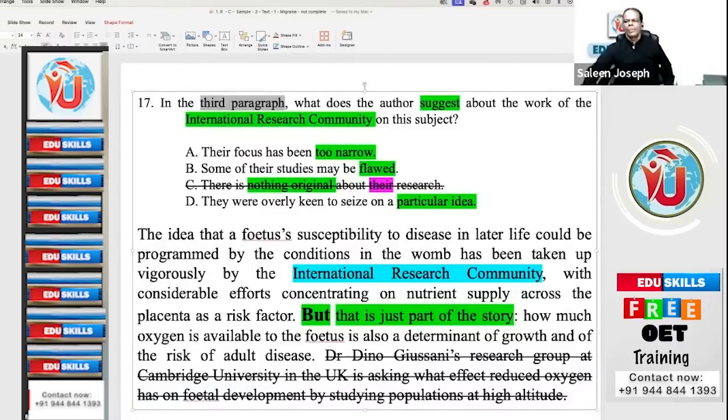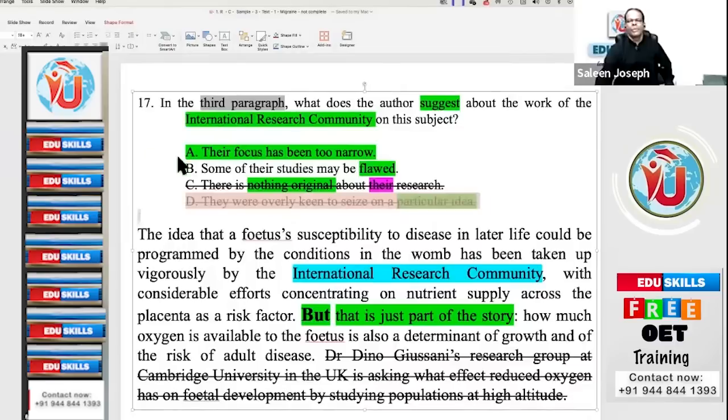Do you have any similarity? That is just part of the story. If you have heard that story, what is the answer? Option A. Further. Too narrow. The option A, focus has been too narrow. Yeah, focus has been too narrow. That is a clear paraphrasing of that is just part of the story.